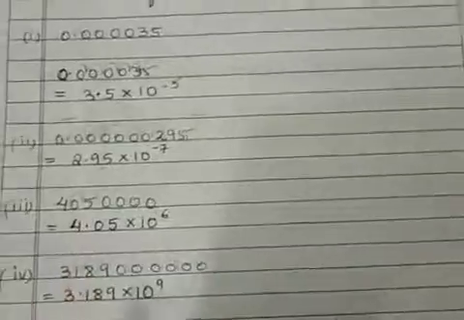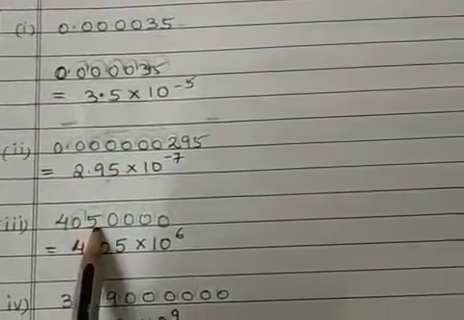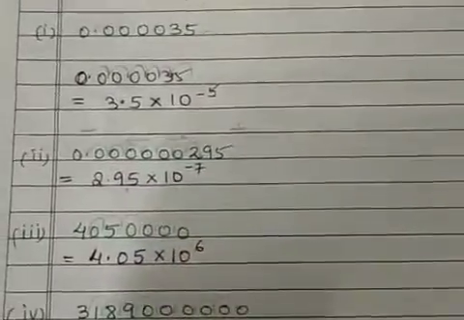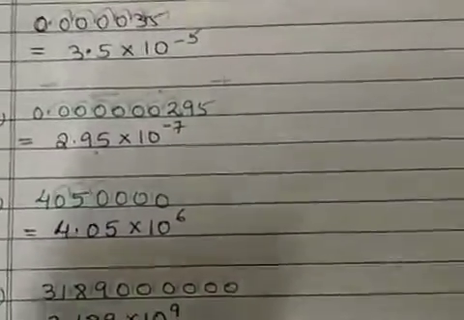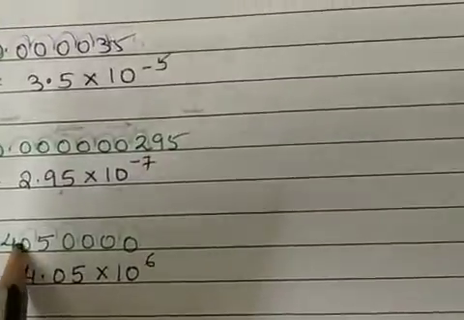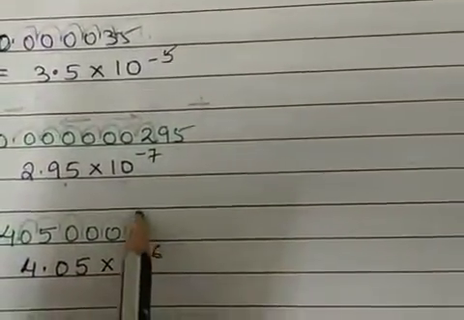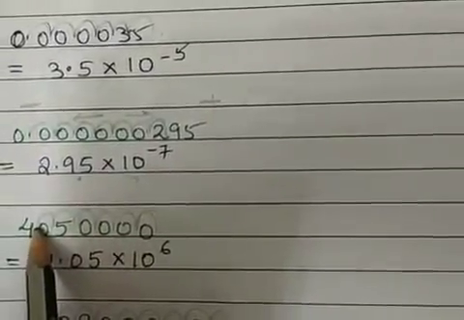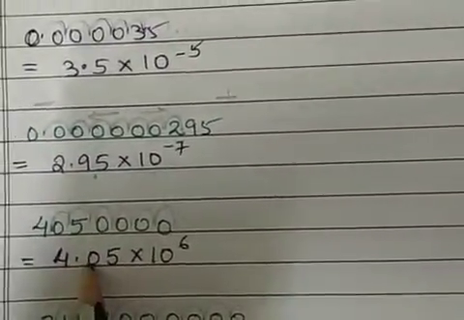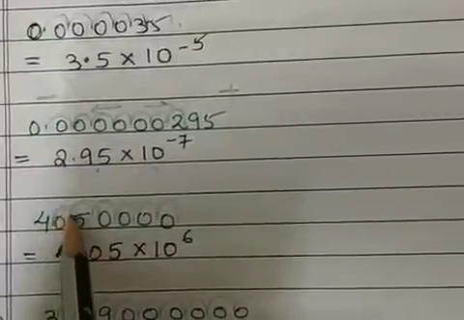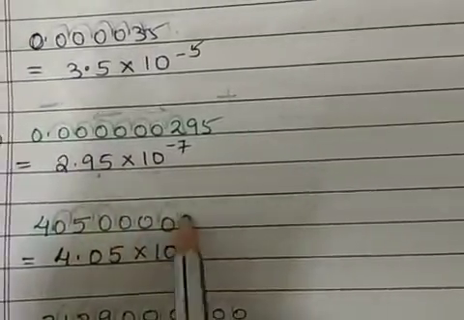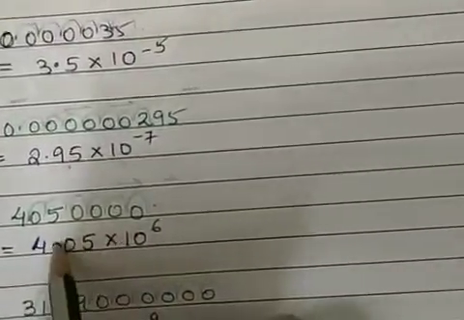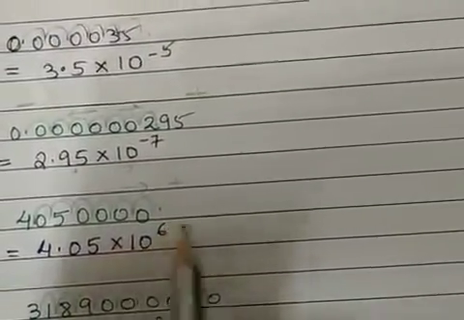Let us see another example. 4050000. Now if I want to write this as 10 to the power of something, I have to get one digit here. So I have to move 1, 2, 3, 4, 5, 6 places to the left. So I'll get 4.05. Now if I want to come back, I have to move 6 places to the right. To the right means it is positive. So this is written as 4.05 multiplied by 10 raised to 6.